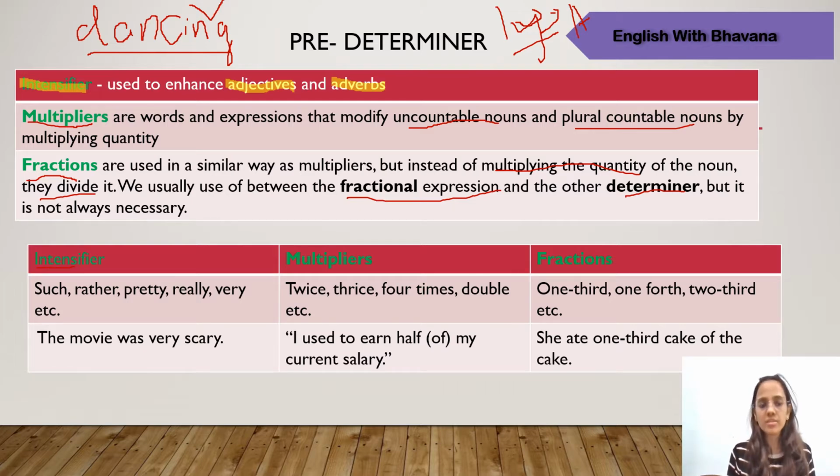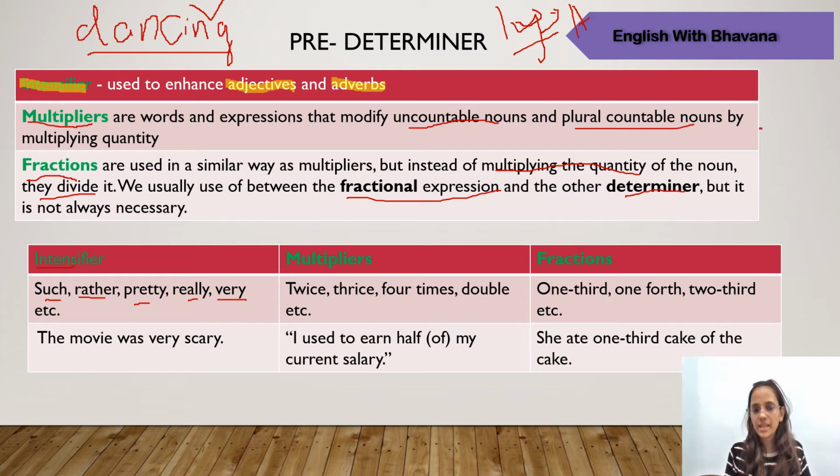Now these are the examples. Intensifiers. The words used are such, rather, pretty, really, very, etc. For example, the movie was very scary. So it is an intensifier, modifying. Words used as intensifiers are such, rather, pretty, very, really, etc.